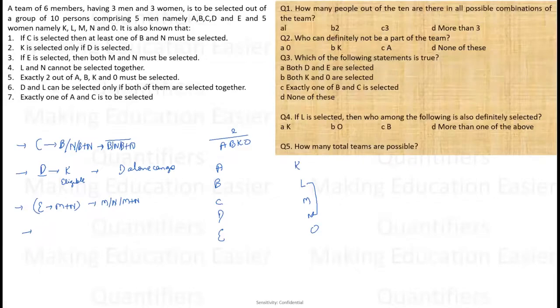D and L can be selected only if both of them are selected together. So D and L are a mandatory pair. So I will write this down so that there is no confusion, the rest is all optional, but this is a very important condition, that D and L both must be there. Okay.